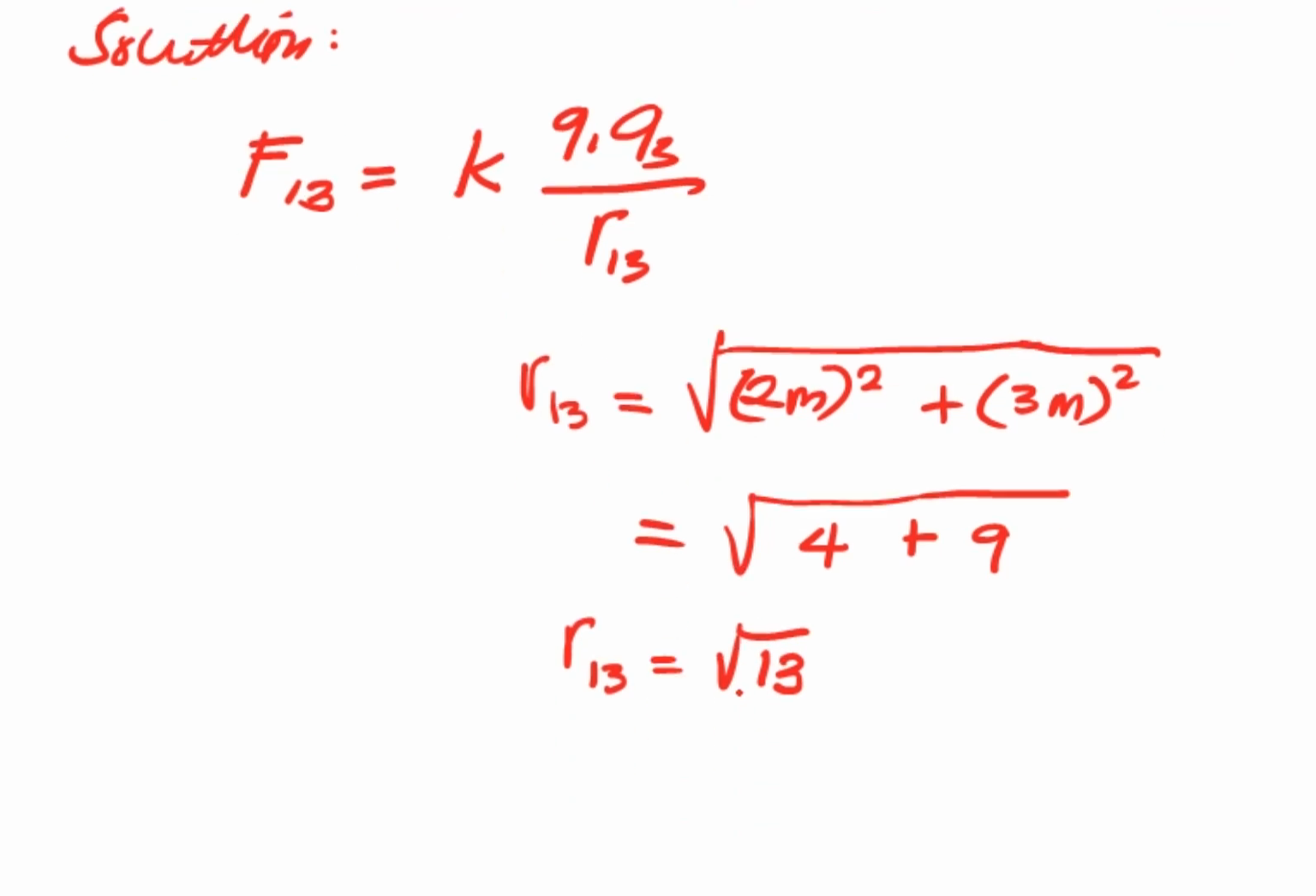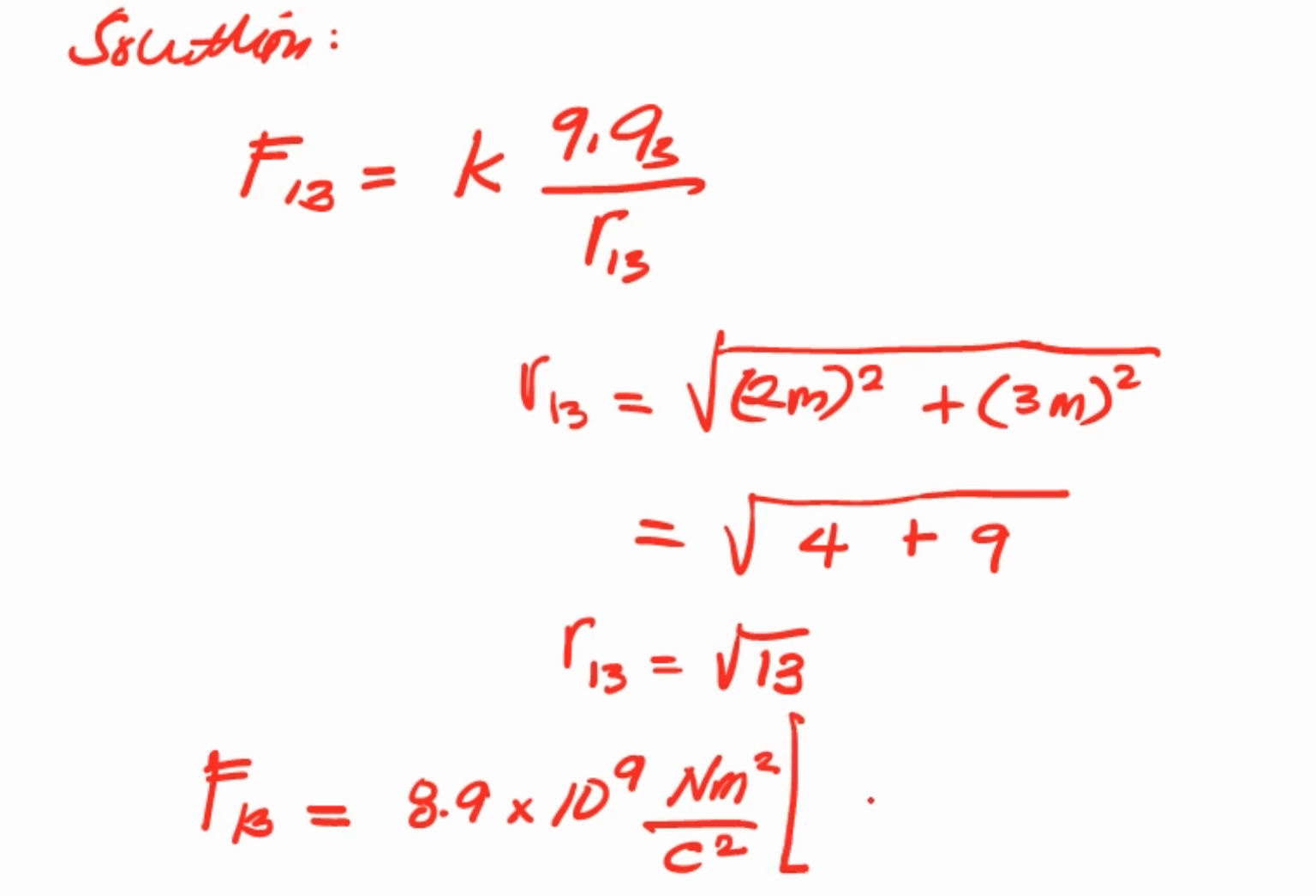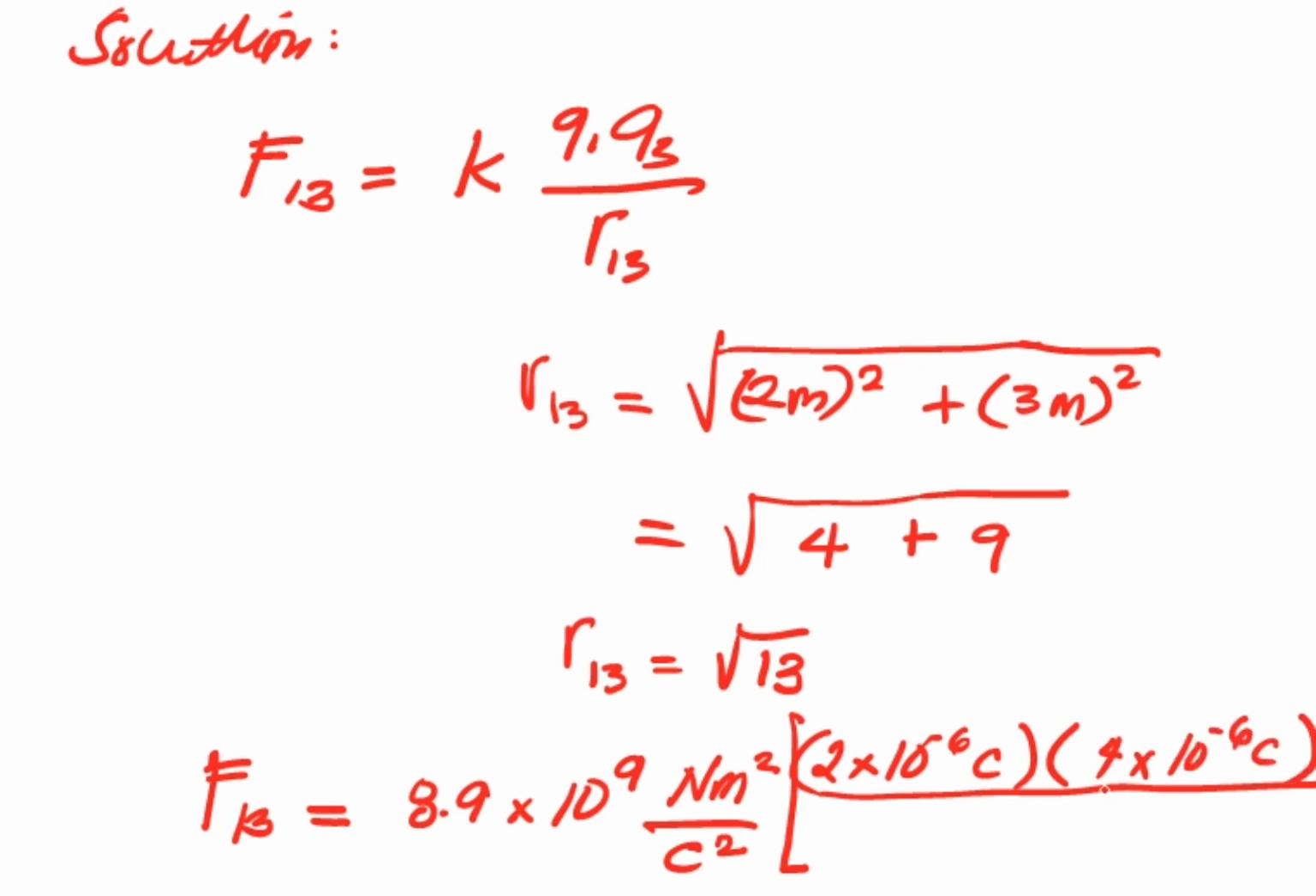Now let us take note of this distance. So let us put that distance on our equation, F13. F13 is K, 8.9 times 10 raised to 9 newton meter squared per coulomb squared, times the quantity: our Q1 is 2 microcoulomb, or 2 times 10 raised to negative 6 coulomb, times Q3, we have 4 times 10 raised to negative 6 coulomb, all over R13, which is the square root of 13 squared.